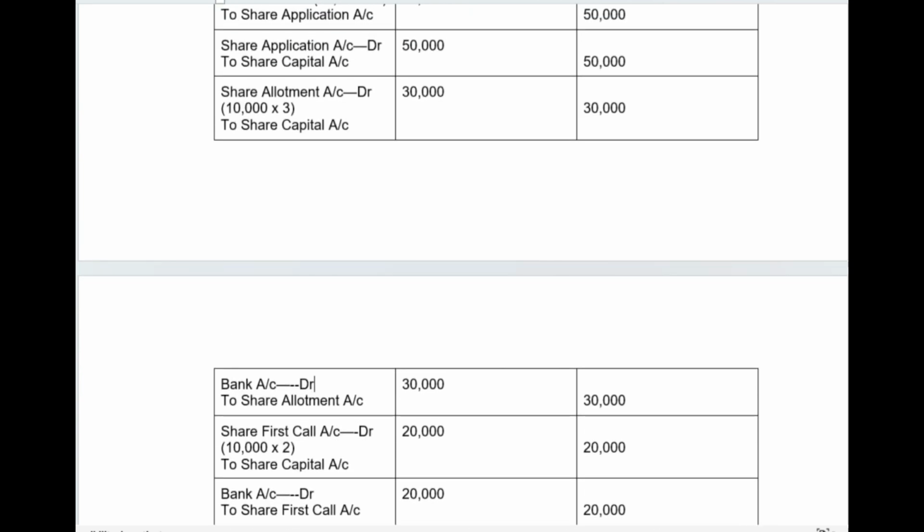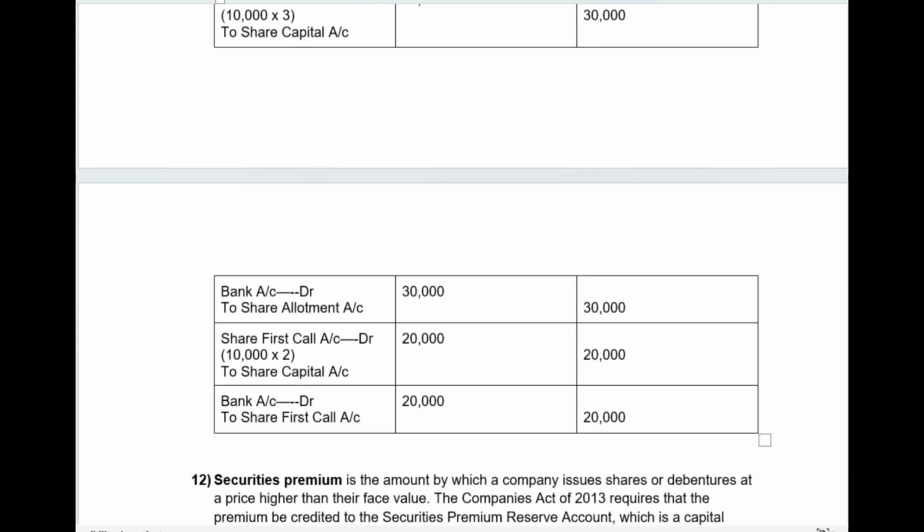Now the subscribers are paying their share allotment money. So the company is receiving cash or bank. So the entry will be bank account debit the same amount, that is 10,000 into 3, to share allotment account, total 30,000.